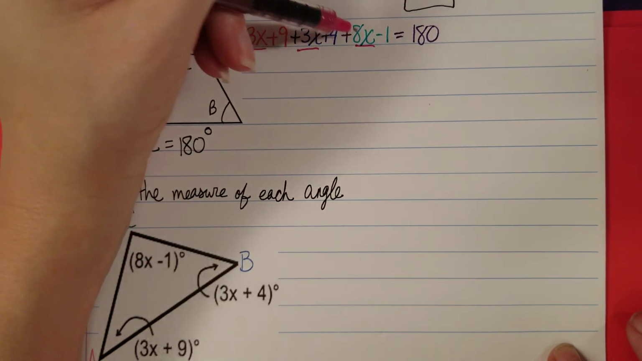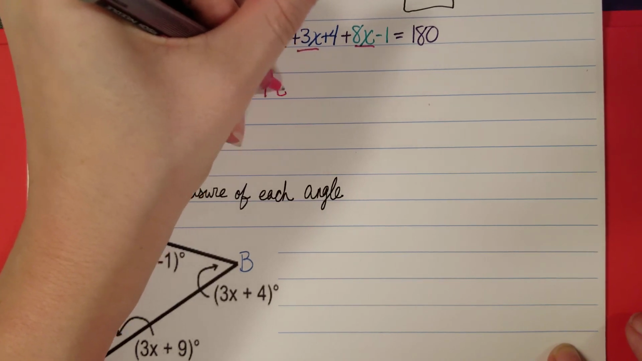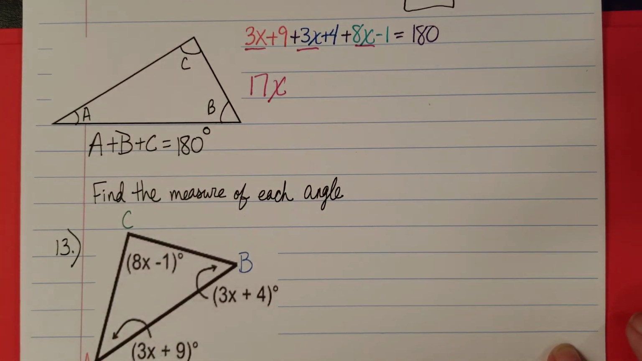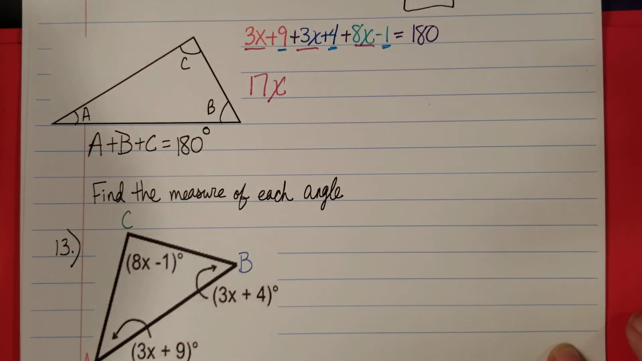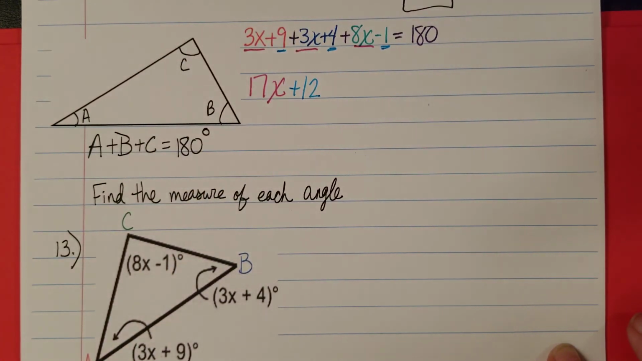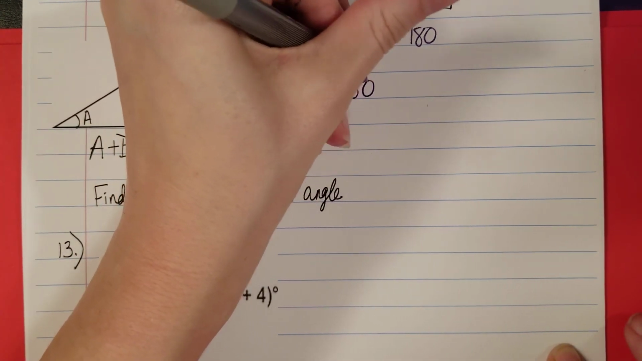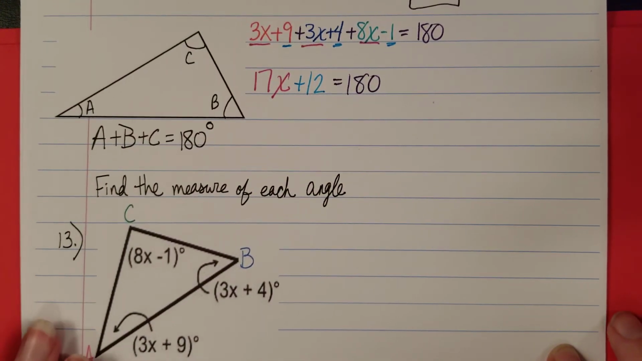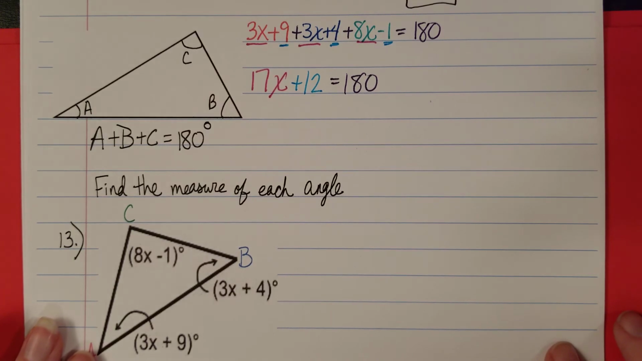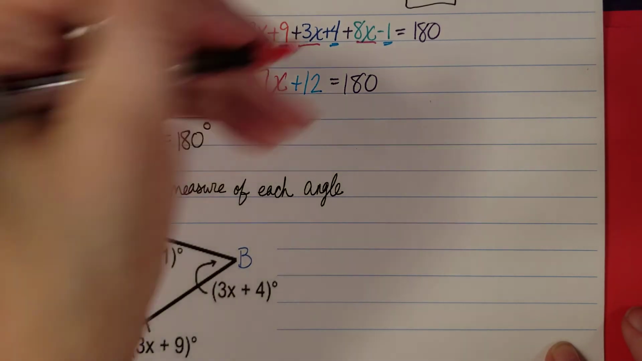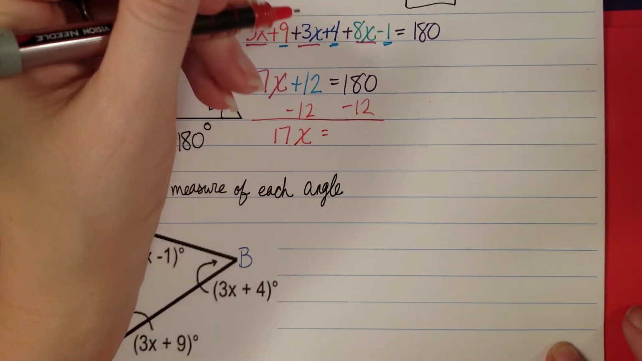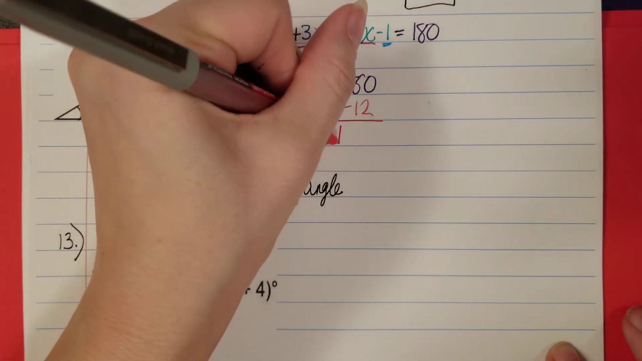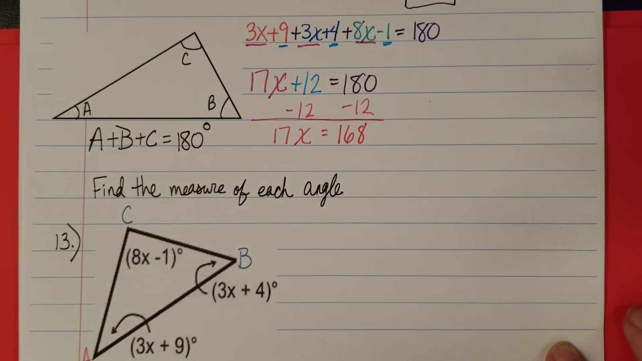Okay. So 3x plus 3x plus 8x. So that would be 9 plus 8, that would be 17x. And then 9 plus 4 minus 1, so that would be 13, minus 1 would be 12, so that would be plus 12. And that is equal to 180. Okay. And then let's subtract 12 from both sides. So 17x equals 168. Then I would divide both sides by 17.